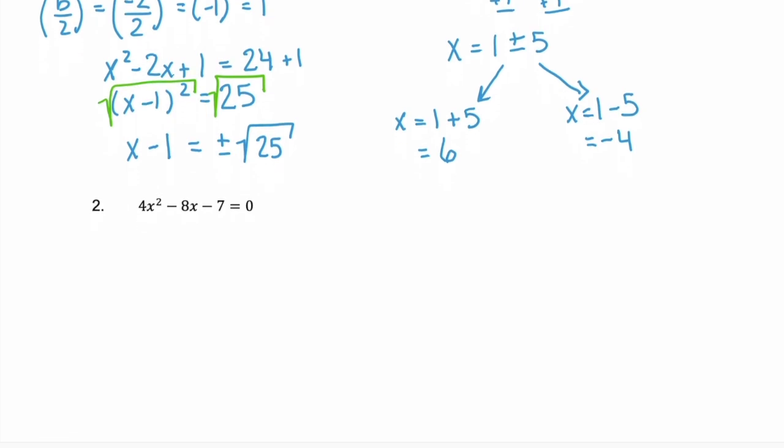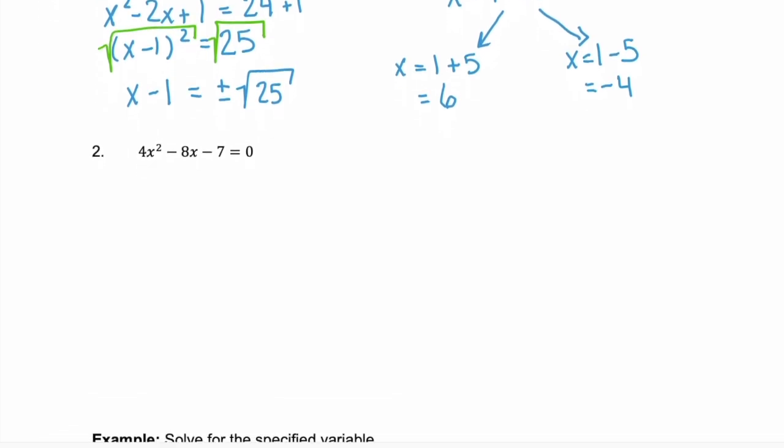Let's complete the square again, but here with example 2. First, we need to move this constant term to the right-hand side. So let's add 7 to both sides. That gives us 4x squared minus 8x equals 7. Now notice that our leading coefficient isn't 1, it's a 4. So we need to divide all of our terms by 4.